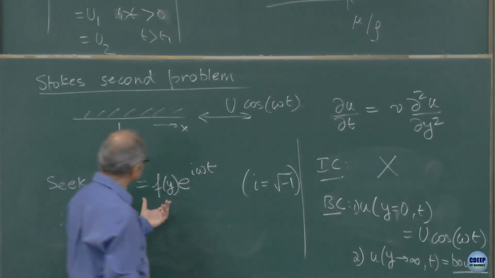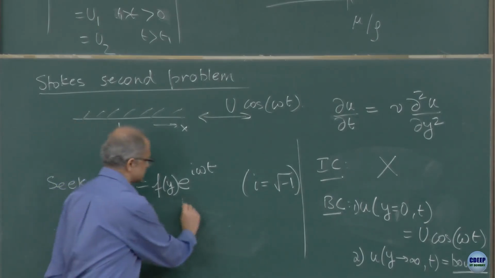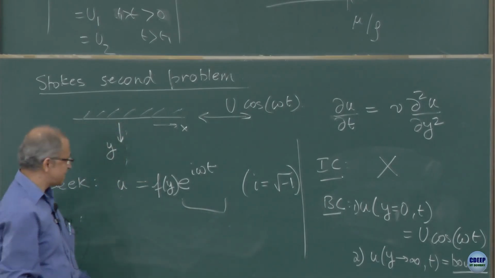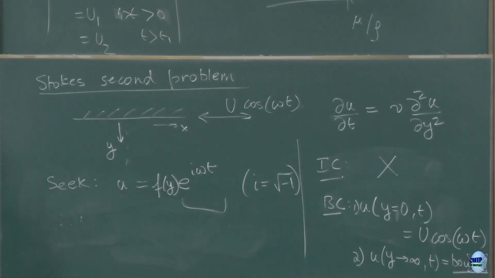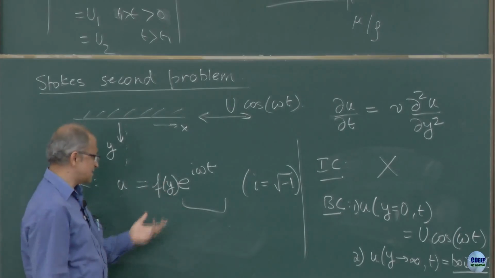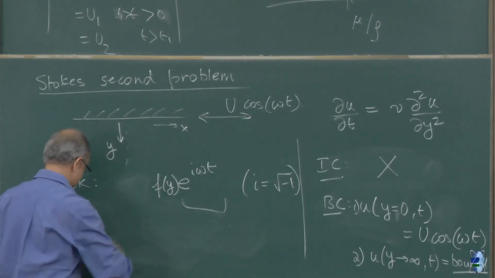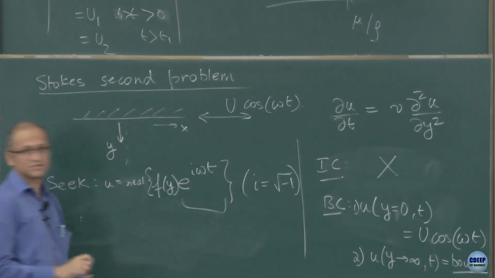So I am seeking that u is of this form. This is understood, since it has the cos omega t term. As far as time goes, it is just oscillating, as we have intuitively said, but the amplitude can vary. The amplitude part is now in this f term. Ultimately, I am taking the real part of it, which is what I am interested in.